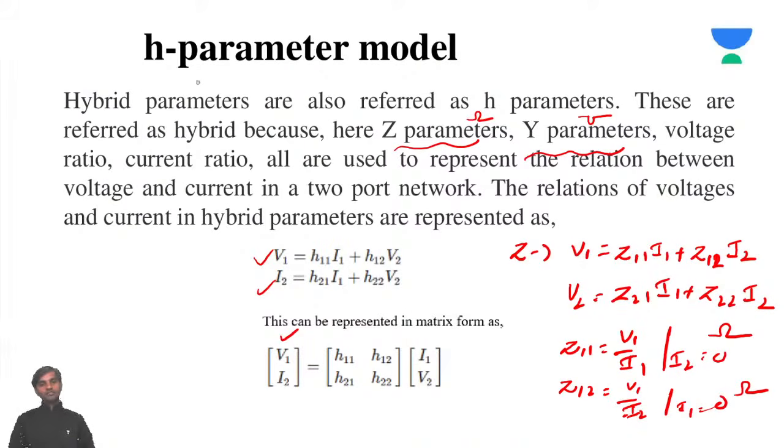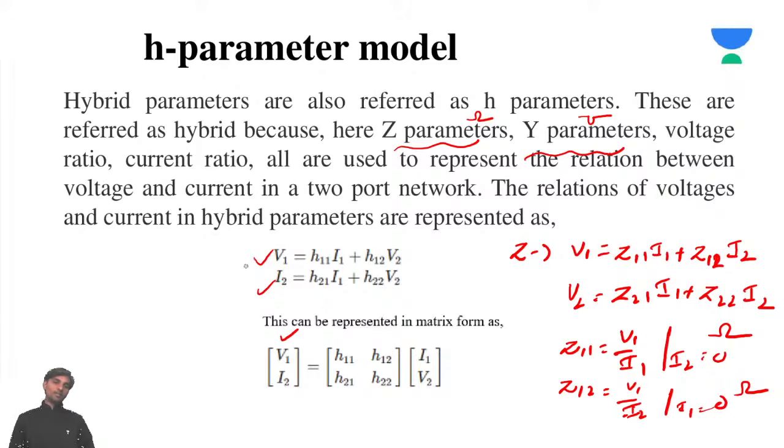And then we have seen the H parameter model. How have H parameters come? For a two-port network, you have Z parameters, Y parameters, and H parameters. Z parameters are also called impedance parameters, and Y parameters are called admittance parameters, because all the units of the Z parameters are ohms. That is the reason they are called impedance parameters. All the units of Y parameters are mhos. That is the reason they are called admittance parameters.